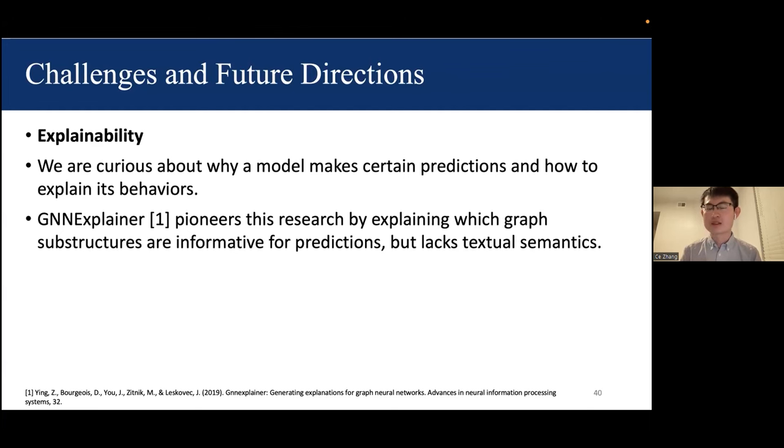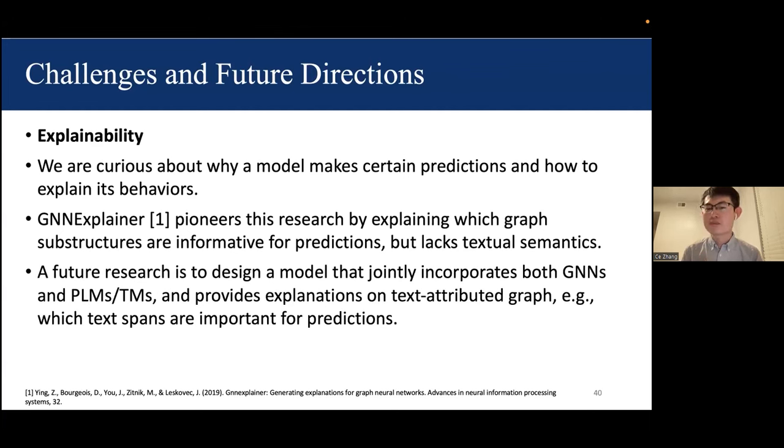So one future direction here is that maybe we can design a model so that it can jointly incorporate both text and graph so that we can provide two explanations. One explanation is which subgraph is important. The second one is which text spans are important for predictions. Now we have two sets of outputs. One is graph, the other one is text, and we want to use both of these two sets to explain the model behavior. So far, based on my observation, this is not yet done.